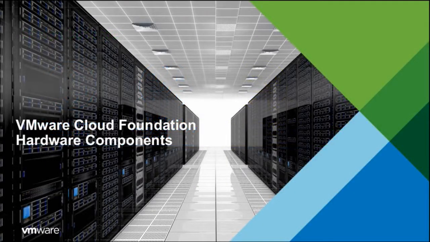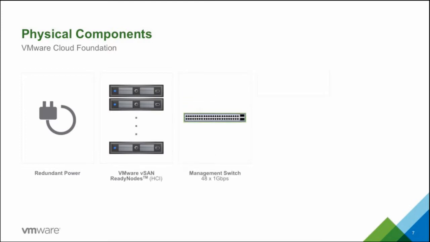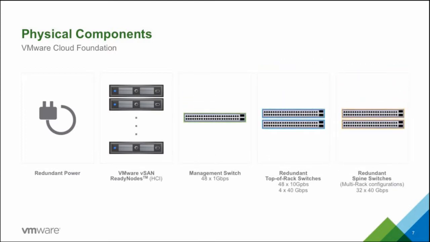So let us look at the hardware components it is based on. From the physical hardware perspective, redundancy is built in right from the power, across the rack, across the servers. Servers are VMware vSAN ready nodes, an HCI approach. Plus we have a management switch in the environment as well as two top of the rack switches. And if you are going beyond one rack, we have spine switches to provide multi-rack interconnects.